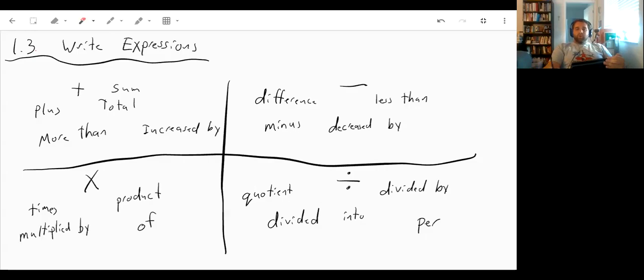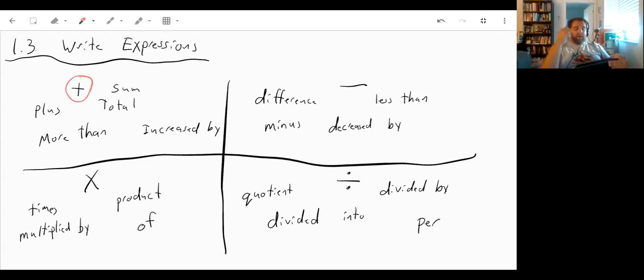Welcome to section 1.3, Writing Expressions. Now, a lot of what this chapter will involve is we'll take an English sentence and work on converting it from English into a mathematical expression. So what we'll have to do first when we're looking at breaking this down is looking at all the different words that we have in English that mean the same thing or mean the same word in a mathematical expression.